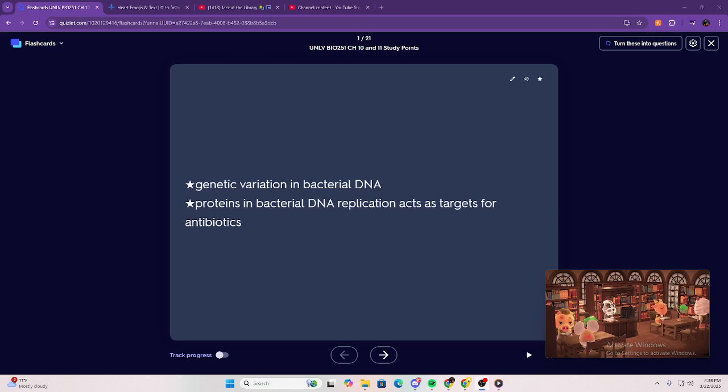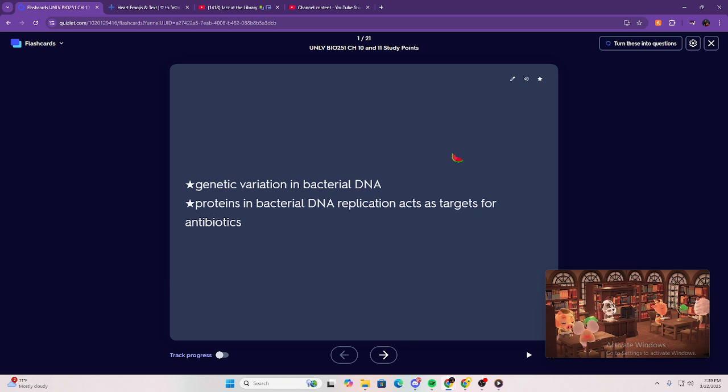Okay, so this is our chapter 10 and 11 study points. Basically, the reason why we study DNA, specifically bacterial DNA, is because of genetic variation. Genetic variation is the reason why we have mutations, why we have different species, and why we have different strains of bacteria.